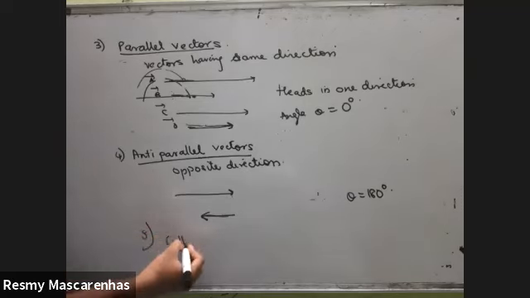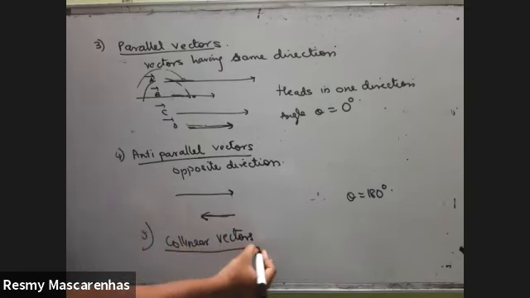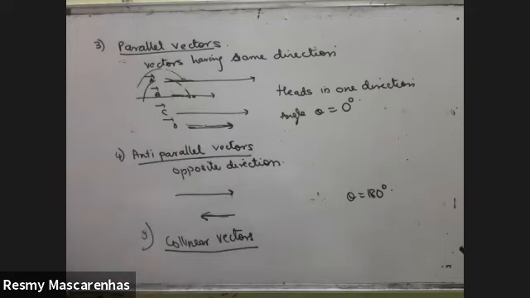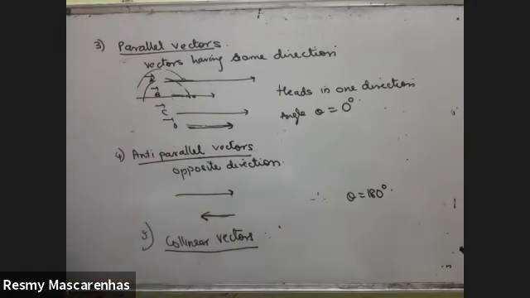Next are collinear vectors. Collinear vectors are the vectors which fall in the same line.